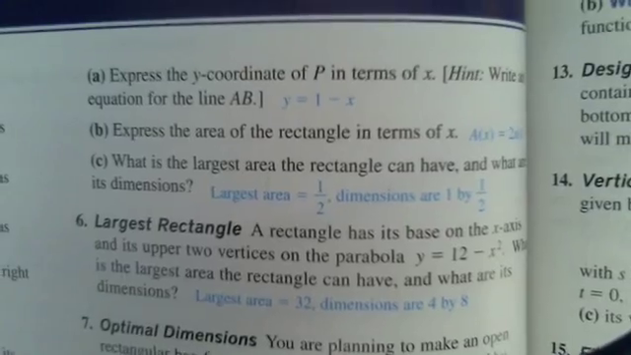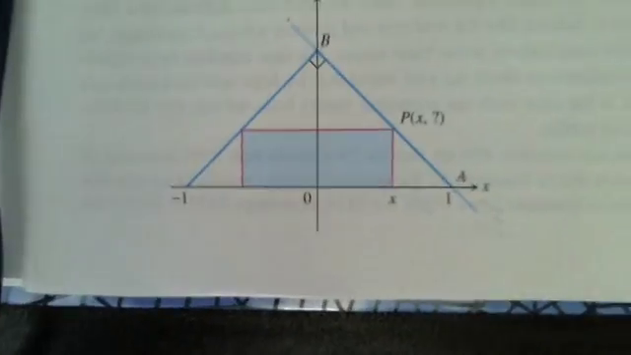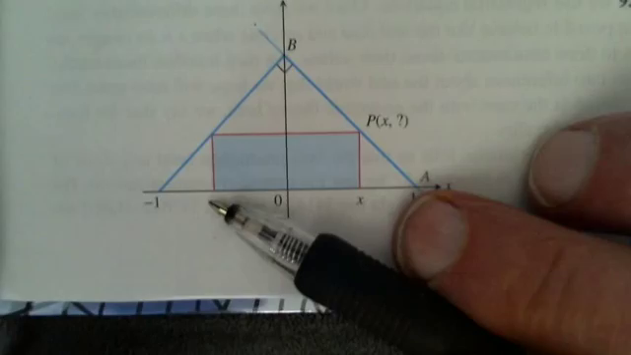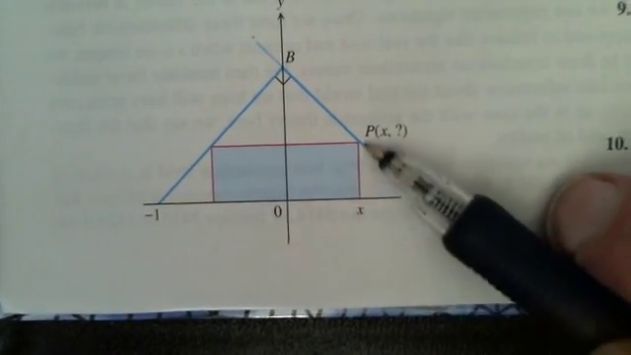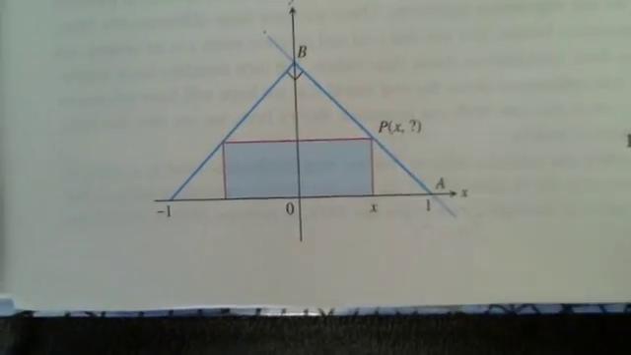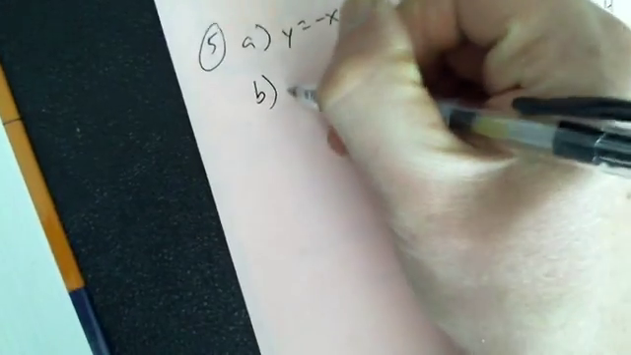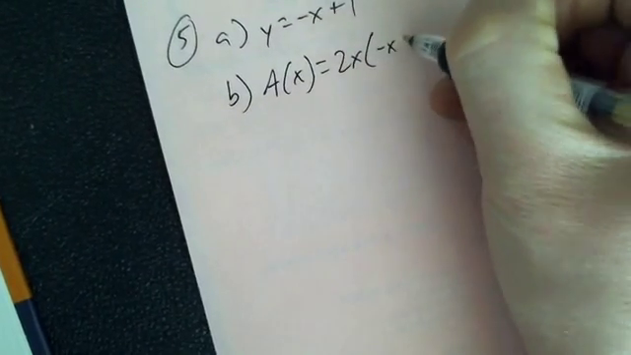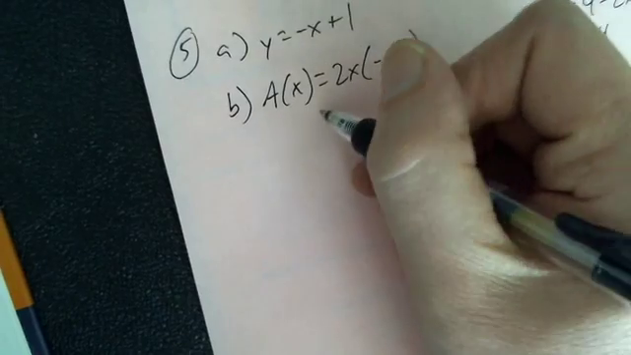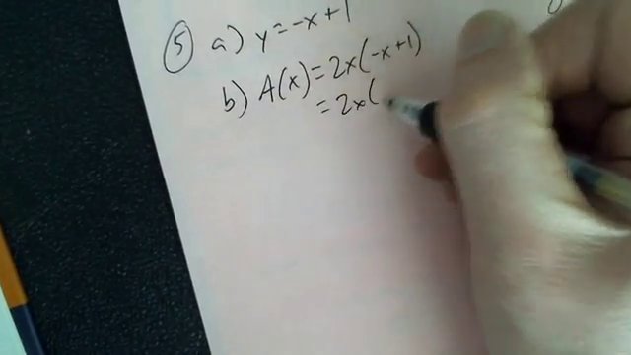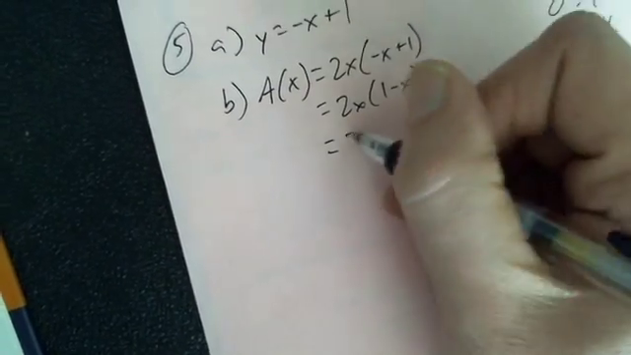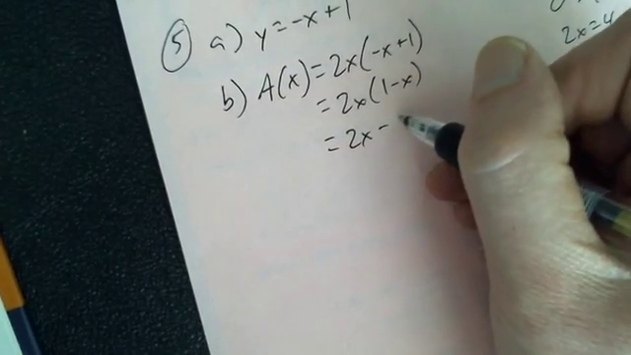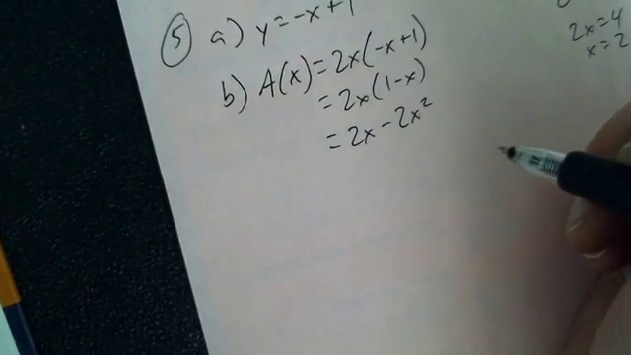B, express the area of the rectangle in terms of x. The area function, so our length here is going to be 2x, and our height is going to be negative x plus 1. So our area function based on x is going to be 2x times negative x plus 1, which would be 2x times 1 minus x, which would be 2x minus 2x squared.